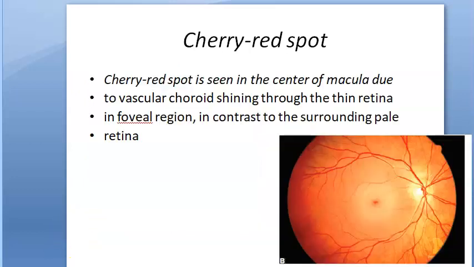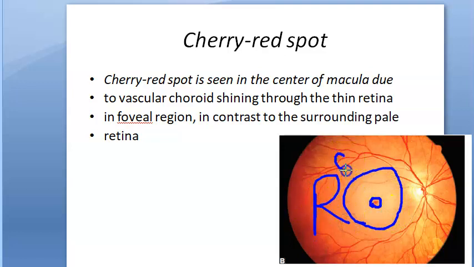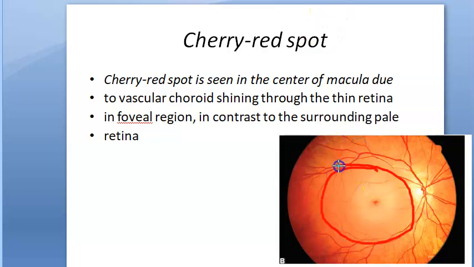So basically what is happening? You have the macula, right? In the center of the macula you have a red dot. This is nothing but the vascular choroid shining through a thin retina. First the retina, and behind it there is the choroid, right? The retina has become so thin that the choroid, which is vascular, looks more red. That's it. And around it there is a lot of paleness.